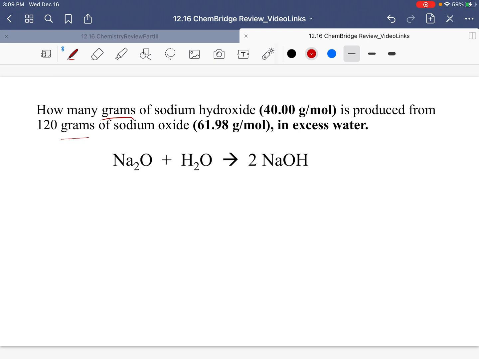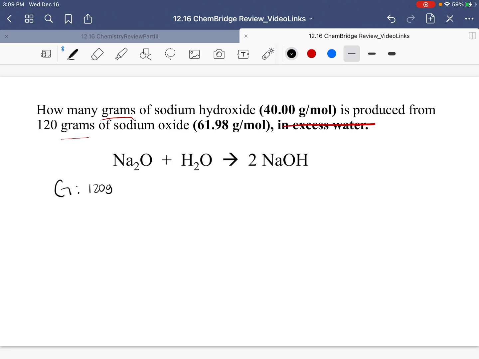Let's read it through. How many grams of sodium hydroxide is produced from 120 grams of sodium oxide in excess water? This little statement does not matter. We don't need to look at it. But we do need to find out our given and our wanted. So our given is, they give us 120 grams of sodium oxide.